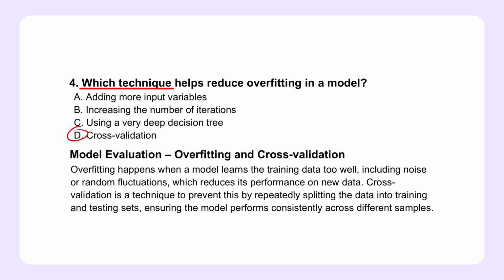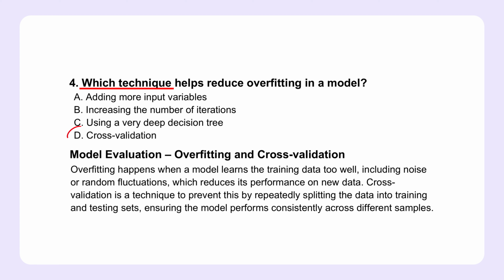It learns the training data, including all the noise and random quirks, so well that it looks amazing on that data, but then falls flat on new data it hasn't seen. Exactly. It's like it memorized the answers instead of learning the concepts. It doesn't generalize. So how does cross-validation help fight that?